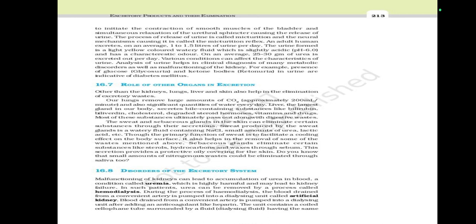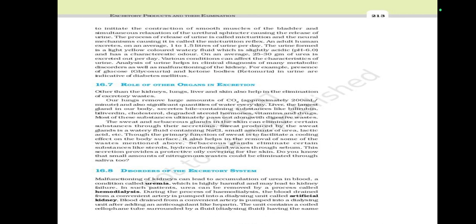Disorders of the excretory system: malfunctioning of kidneys can lead to accumulation of urea in blood, and a condition called uremia, which is highly harmful and may lead to kidney failure. In such patients, urea can be removed by a process called hemodialysis.